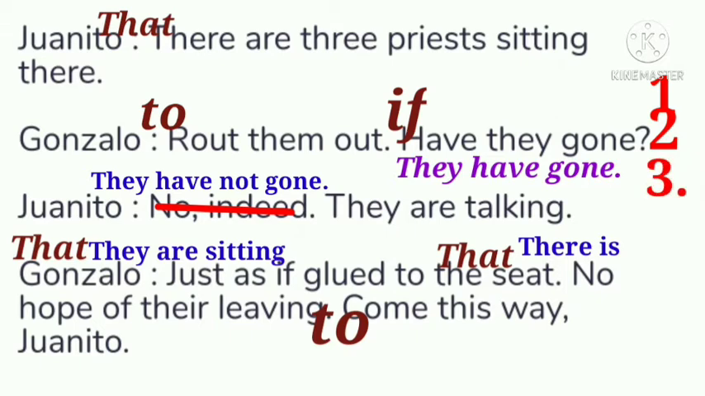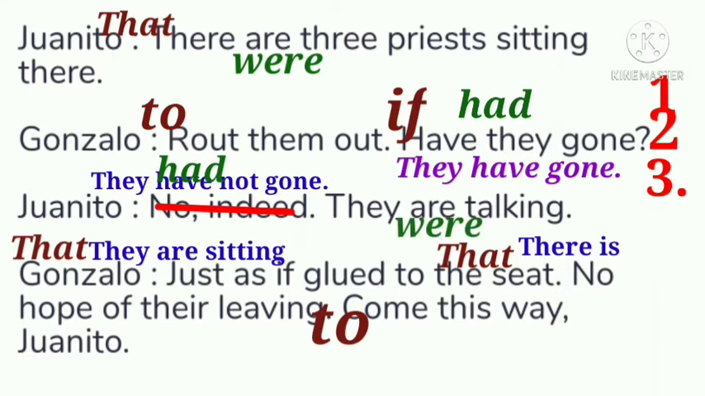Now let's go on to step 4. Changing the sentence from present tense to past tense to past perfect. In the first sentence, are will become were. In the third sentence, have will become had. Again in the next sentence, have will become had. In the next sentence, are will become were. Again in the next sentence, are will become were. In the next sentence, there is will become there was. So now we have completed the step 4.